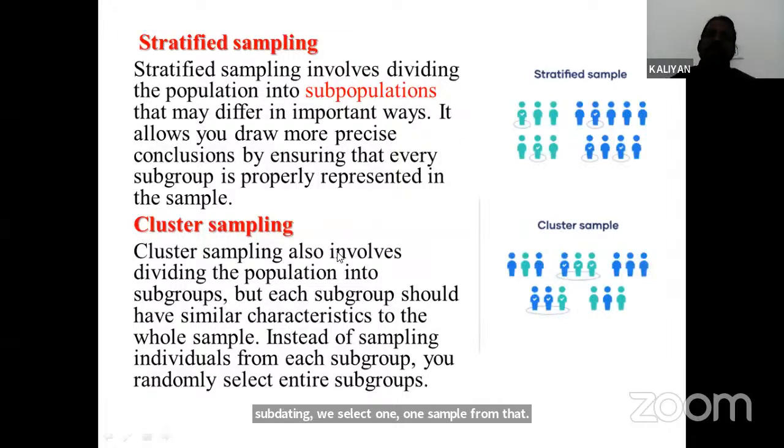Cluster sampling also involves dividing the population into subgroups, and each group has characteristics similar to the whole sample. Here, as in stratified sampling, we divide into subgroups, but in stratified only one sample is selected from each subgroup, whereas here the whole group is collected. See, in cluster sample, group 1, 2, 3, 4, we collected the whole group. This is called the cluster sample.